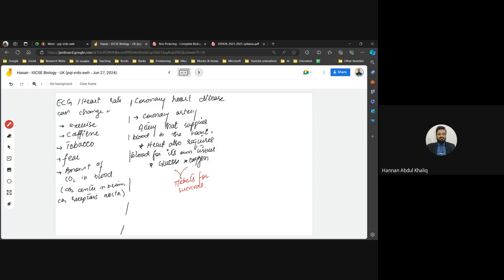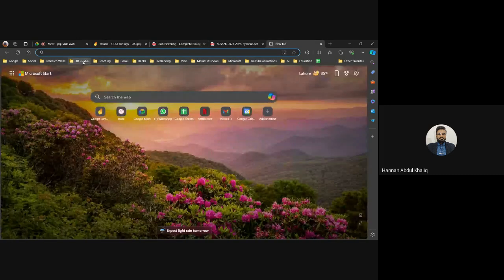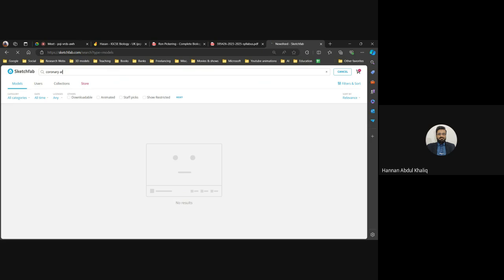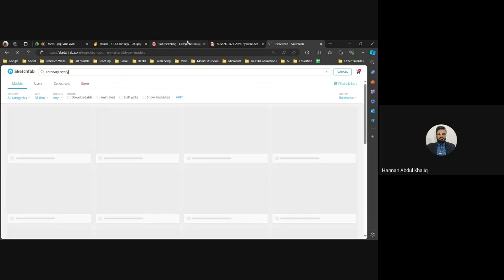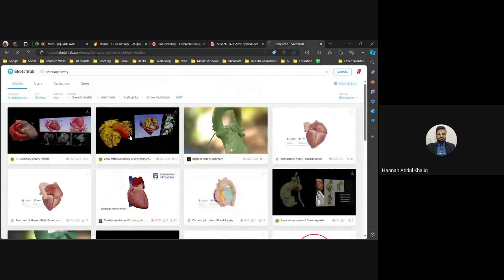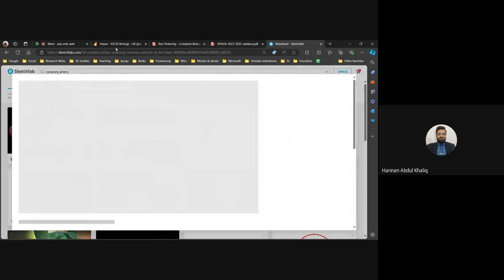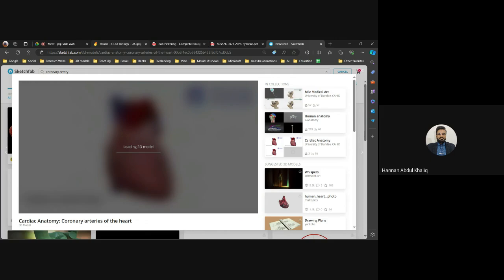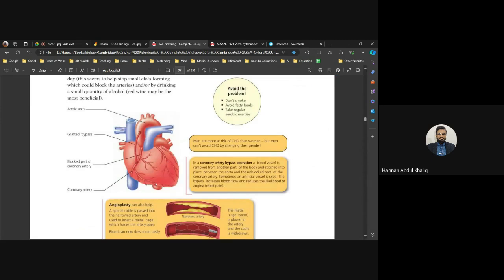Now, where these things are basically located, let me show you. You'll be finding the coronary arteries on the heart. Just look at this, these are the coronary arteries. They basically appear as the crown of the heart. Corona literally means crown. So the coronary artery is the crown artery. The appearance of the coronary artery would be like this.